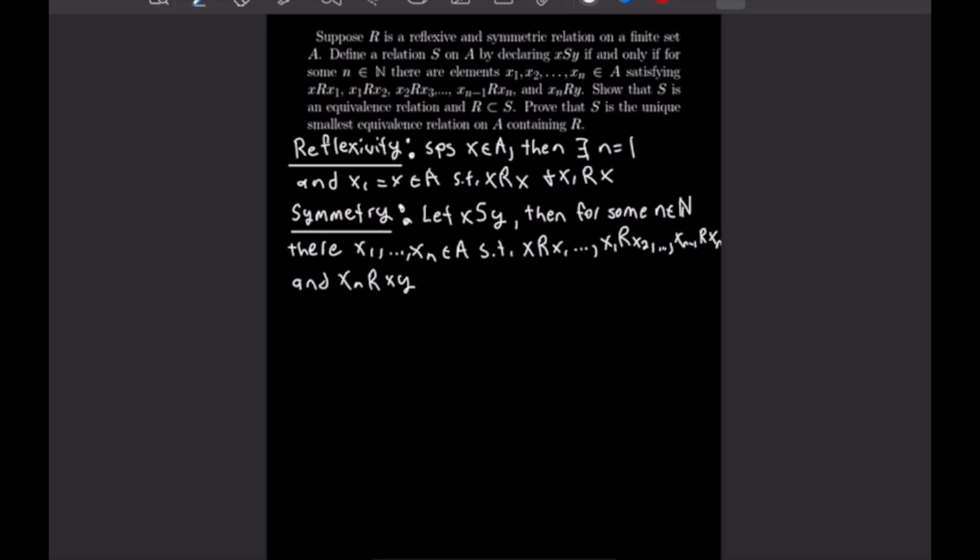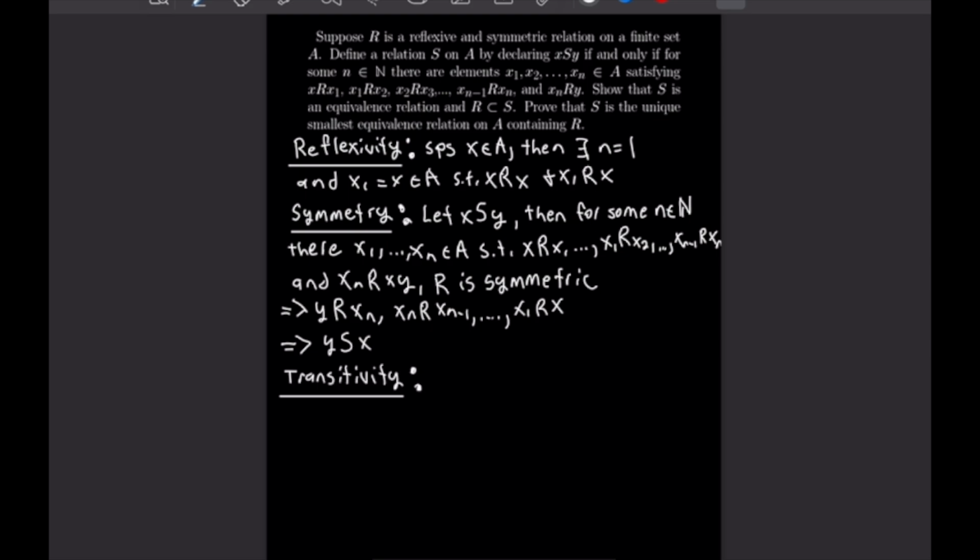Now we already know from definition that R is symmetric. So that means that we can flip all of these strings of equivalences in the following way. So I'll go ahead and write that out. We have that R is symmetric, so that means we can write our string of equivalences this way, where we have y is related to xn, and xn is related to xn minus 1, all the way down to x1 is related to x. That's exactly the definition of what it means for y to be related to x by S. So then we have that y is related to x by S. Great. So now let's do transitivity.